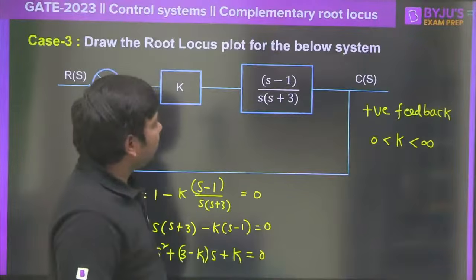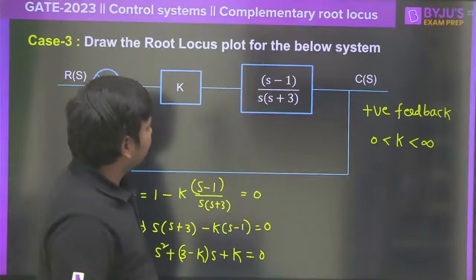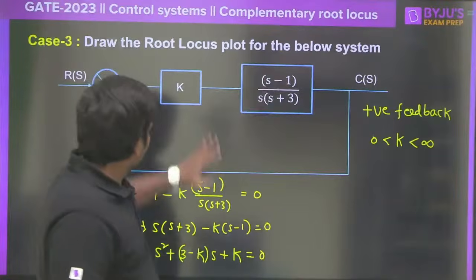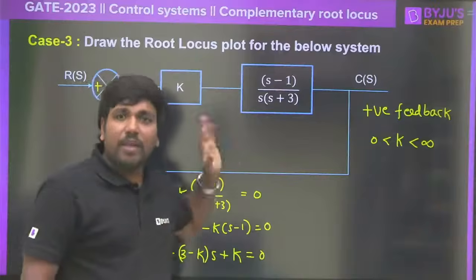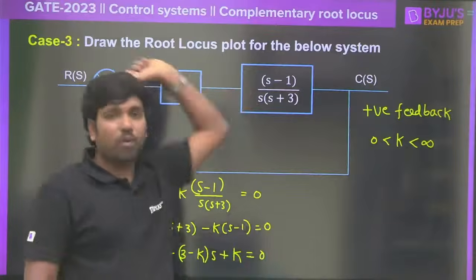So many times what happens in the GATE examination is they will give it like this, correct? They may give positive feedback. They will simply ask you a question: draw the root locus of this.